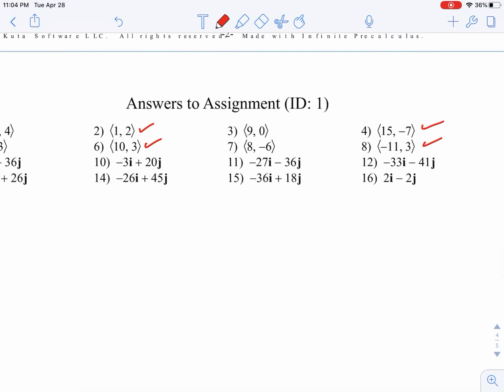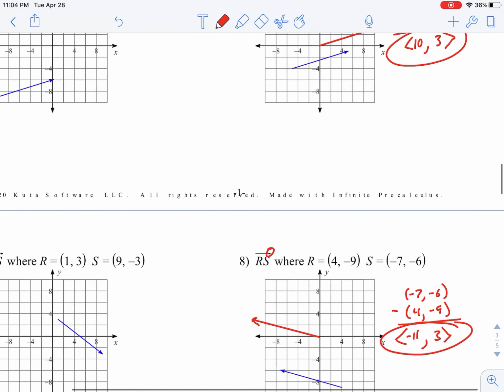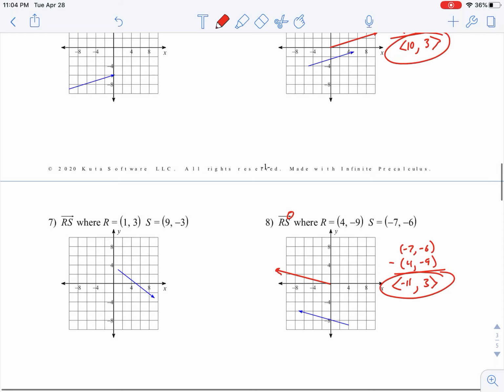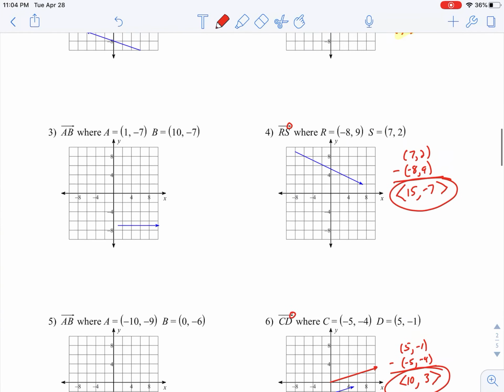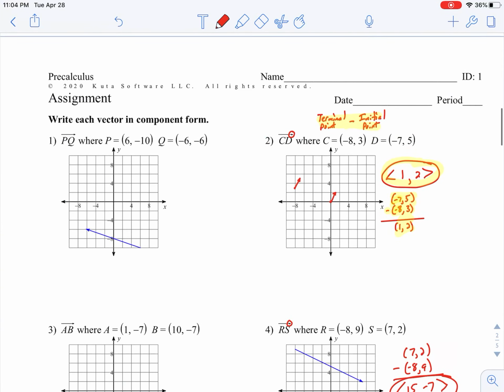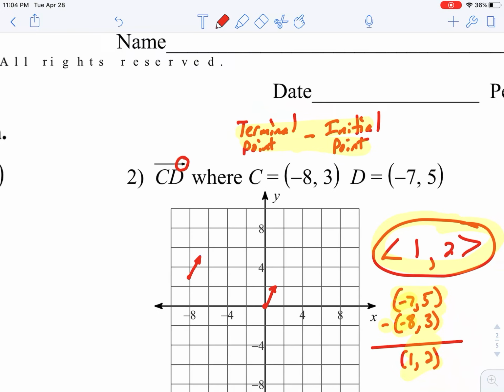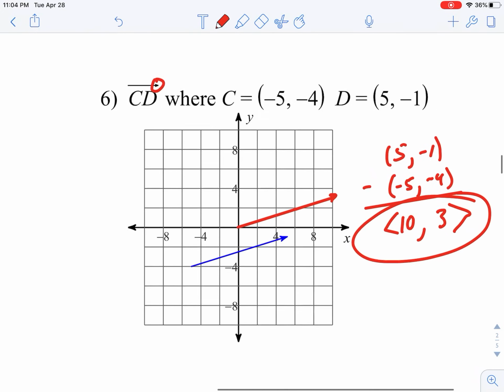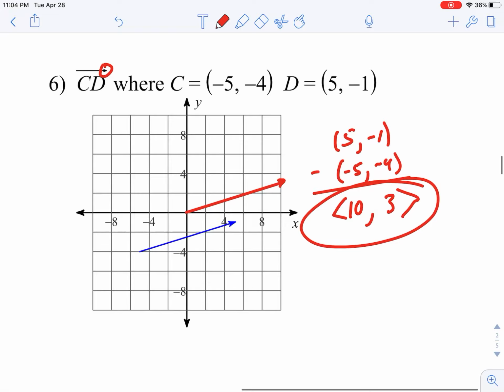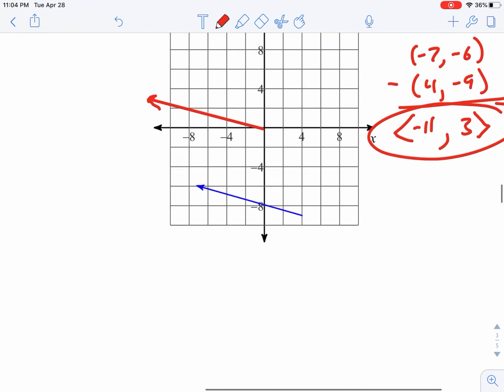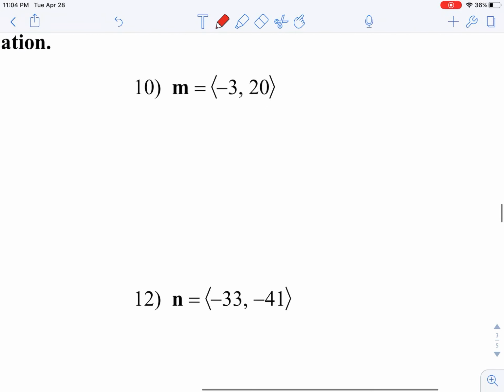There it is. Okay, so there's 1 through 8. The math you do is very, very simple. Again, if you need a formula, there it is: terminal point minus initial point. I've been saying terminal side and initial side because when we graph angles in trig, that's what you call them. I'm sorry about that. Terminal point minus initial point. And then you put your answer in those pointy brackets. Okay, now for the rest of this, super easy.